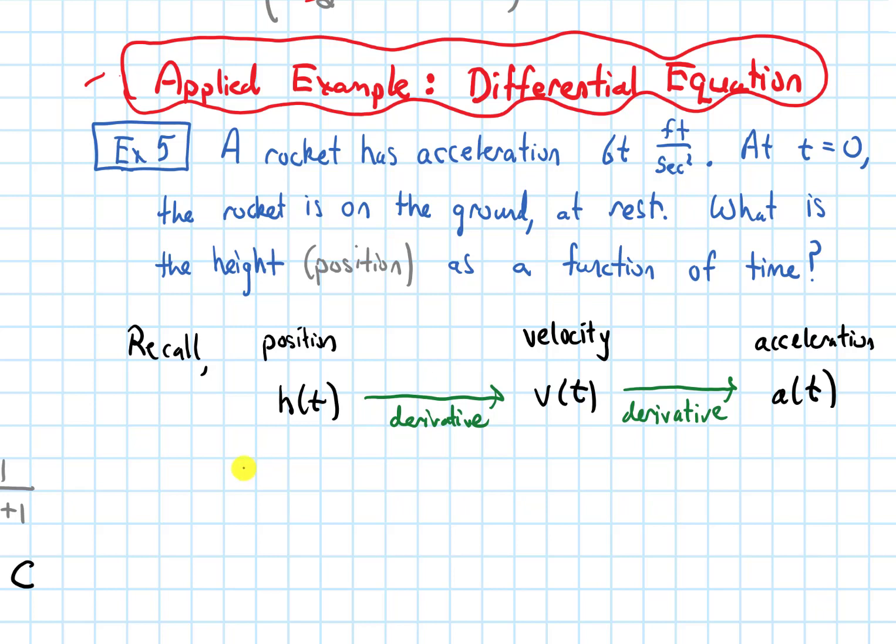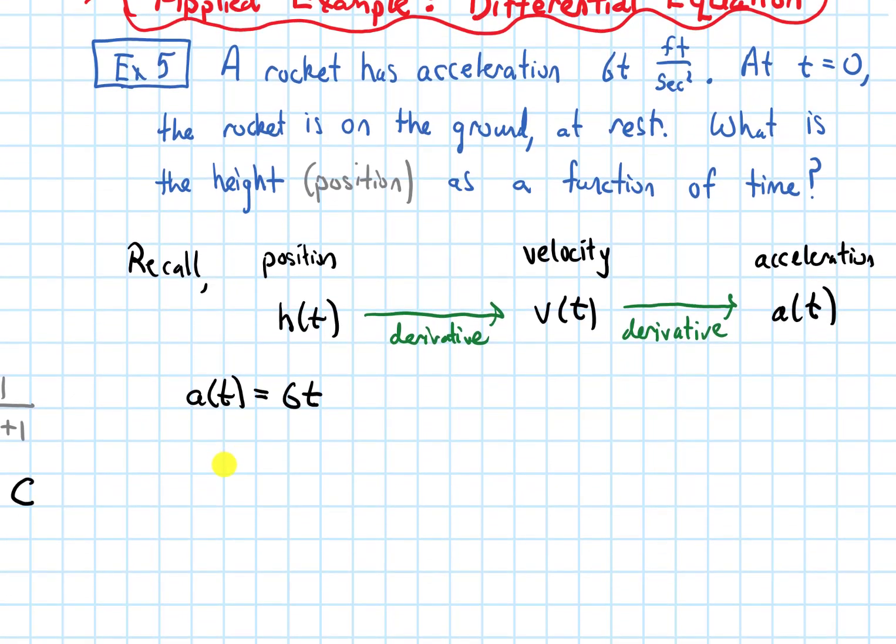So in our problem, we are given acceleration, a of t, is 6t. If I don't write the units, the function is 6t. So this problem tells me some information about what's happening at t equals 0. So maybe I'll use that in a bit. But ultimately it's asking me to get the height. What is the height as a function of time? That just means I want to find h of t. I need h to be a function of t.